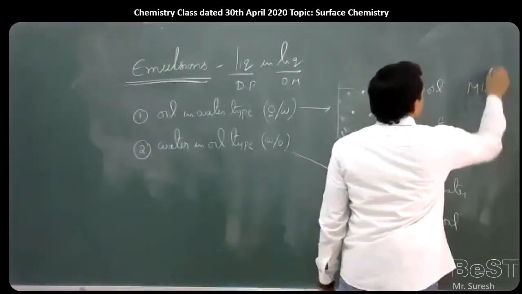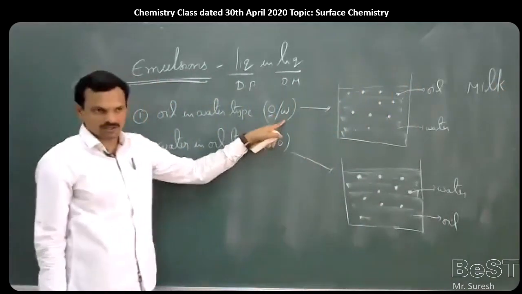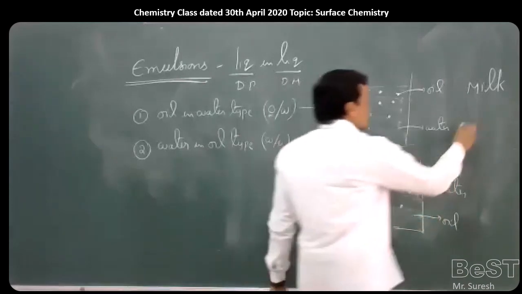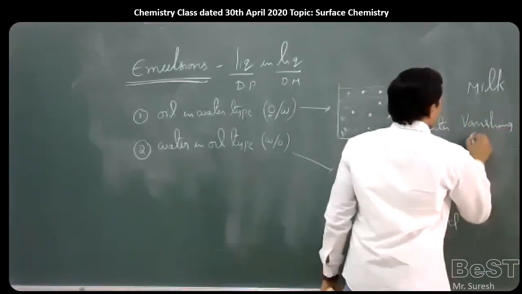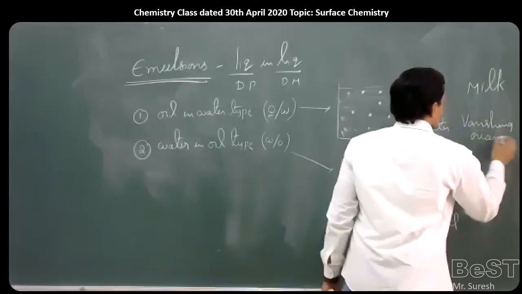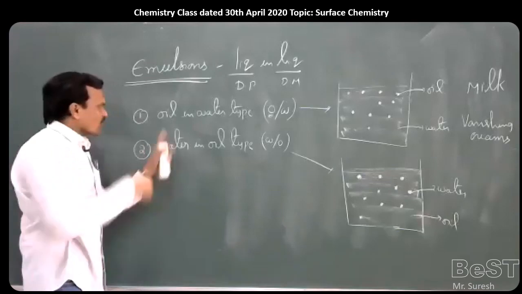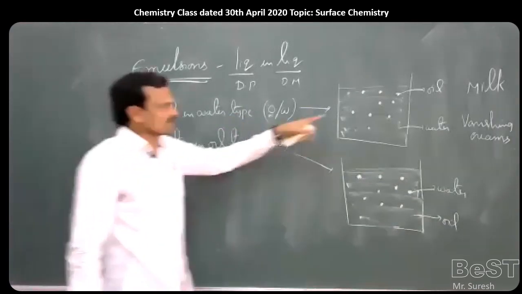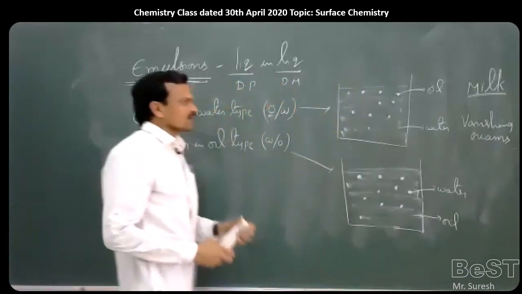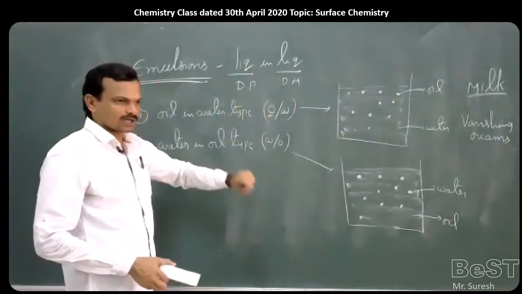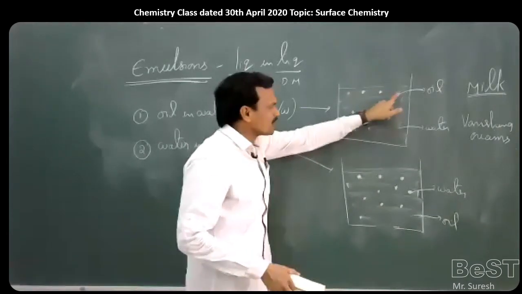Milk. Milk is an example of oil in water type emulsion. Vanishing creams. So vanishing creams are nothing but oil in water type emulsion. If you take milk, what does milk consist of? Milk is nothing but a liquid fat dispersed in water. That liquid fat is nothing but oil droplets. Those oil droplets are dispersed in water.